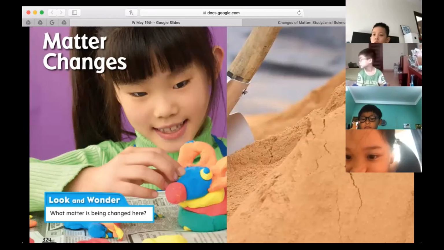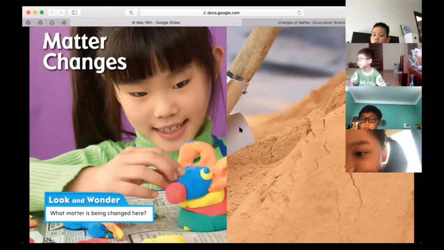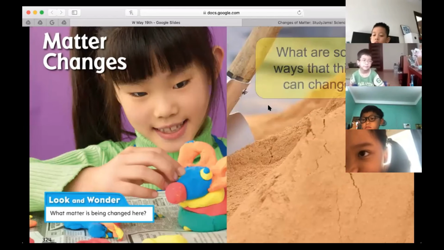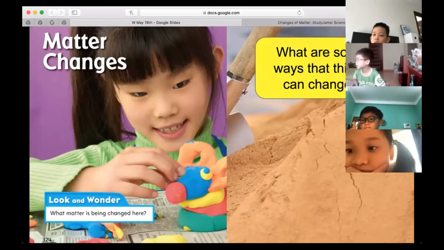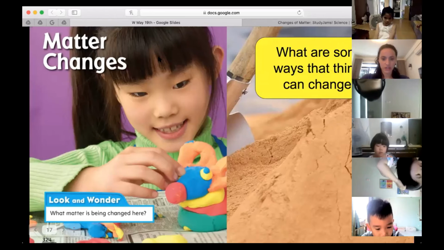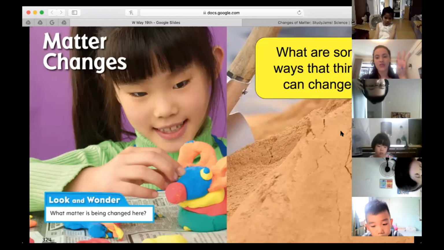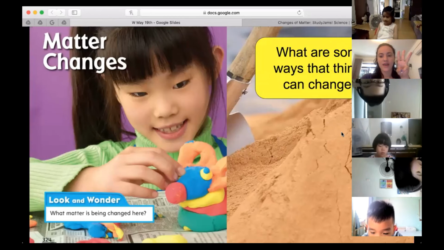I think changing shape is physical change. Good girl, Bunny. Nice job. What are some ways that things can change? Who can list 3 ways to change something? Rosie, can you list 3 ways to change something?